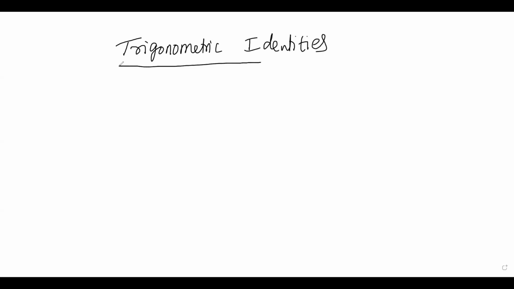Today we are going to discuss trigonometric identities. Basically, we have three identities. What is the first identity? The first identity is sin square theta plus cos square theta is equal to 1. This is the first identity. From this first identity, we will get two sub-identities.